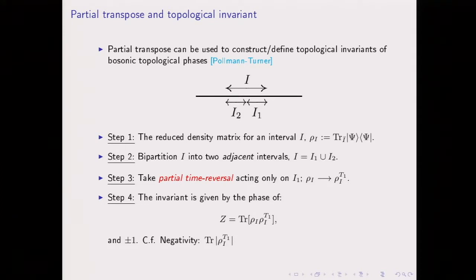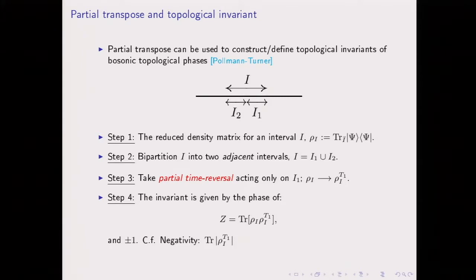So I start from a one-dimensional lattice, and I have a ground state. For the sake of simplicity, I assume it's very large or infinitely large. Then I cut out a finite region, a finite segment I of some length. This is somewhat arbitrary, but it has to be larger than the bulk correlation length. So that's step one. I define my reduced density matrix for this given region, which is in a mixed state. Now I subdivide this interval into two subintervals, I1 and I2.